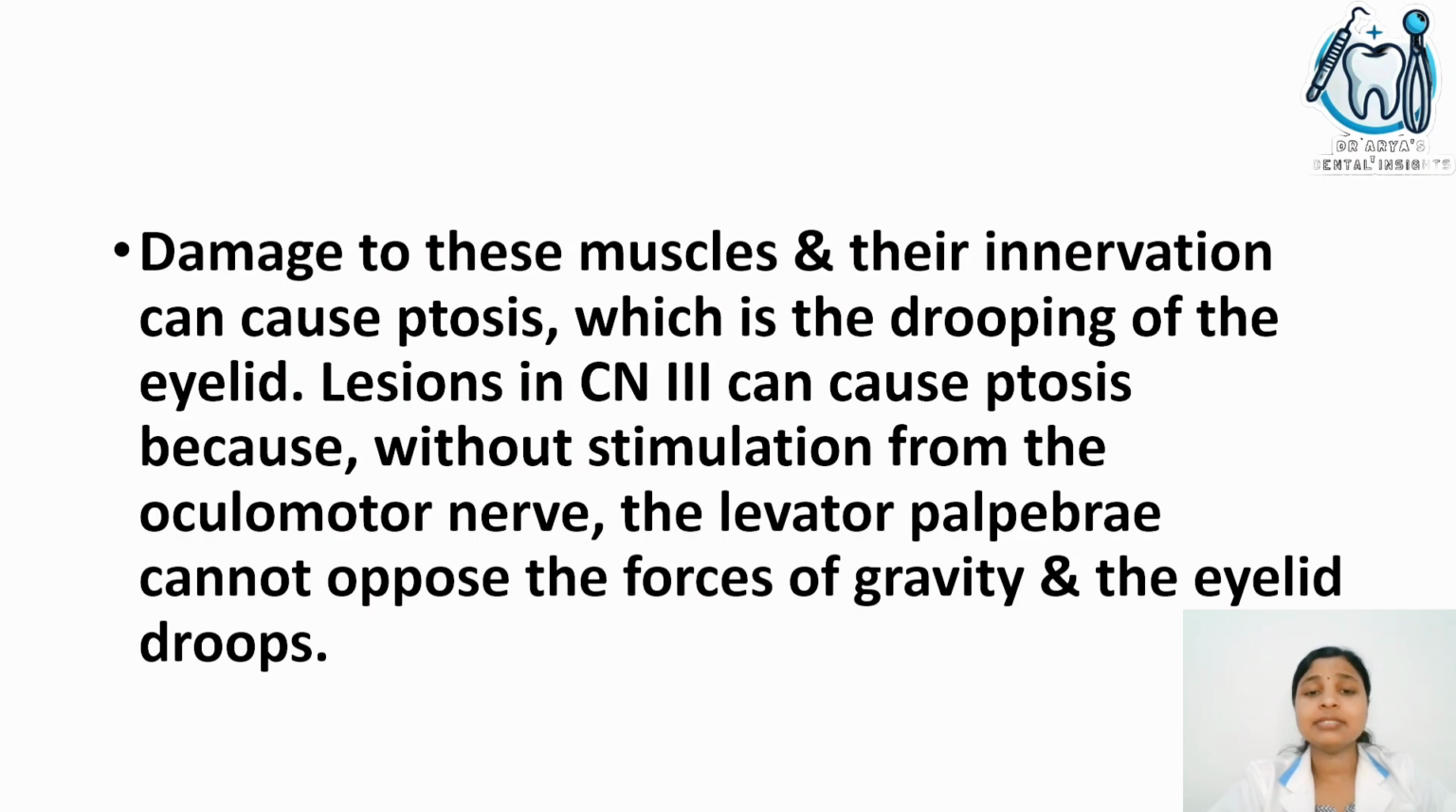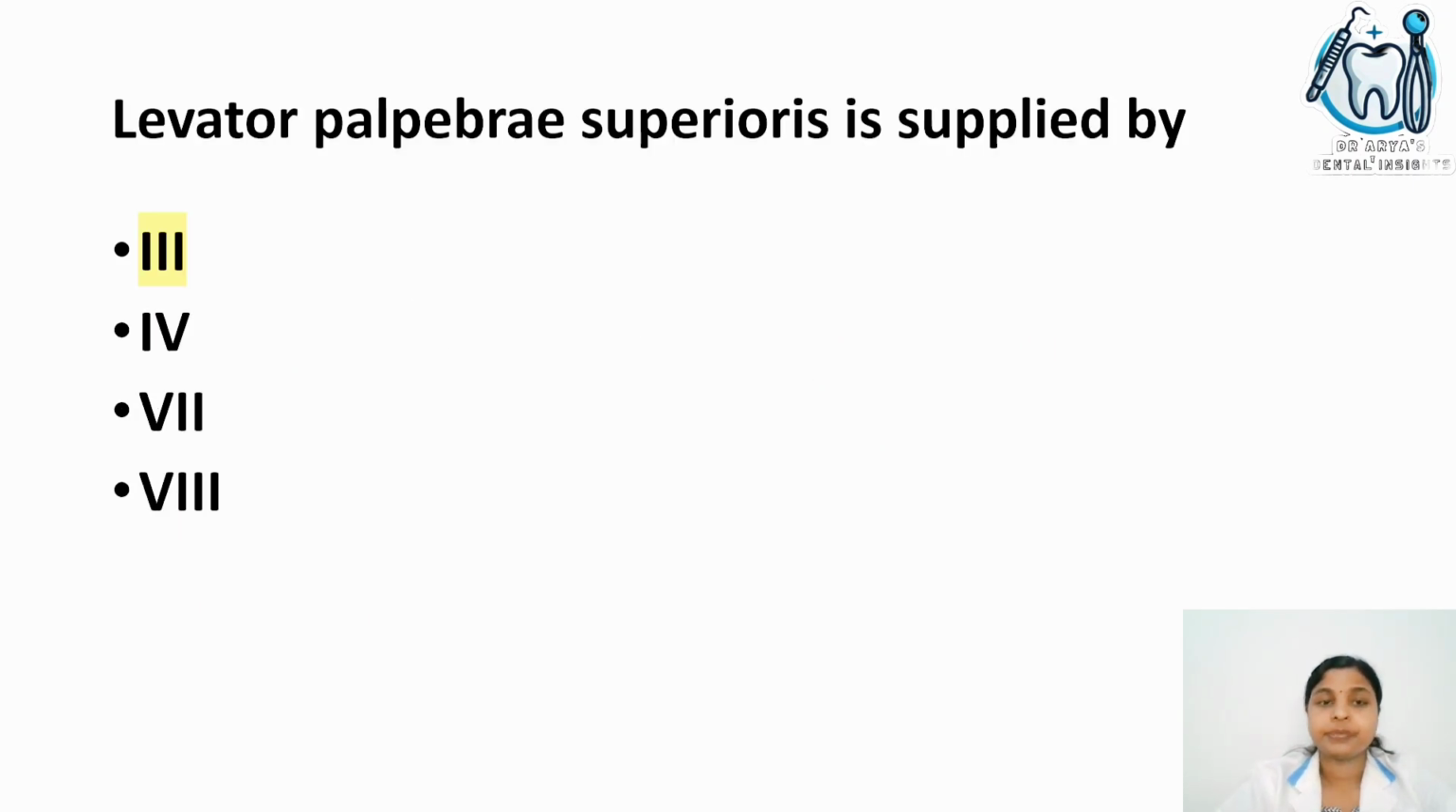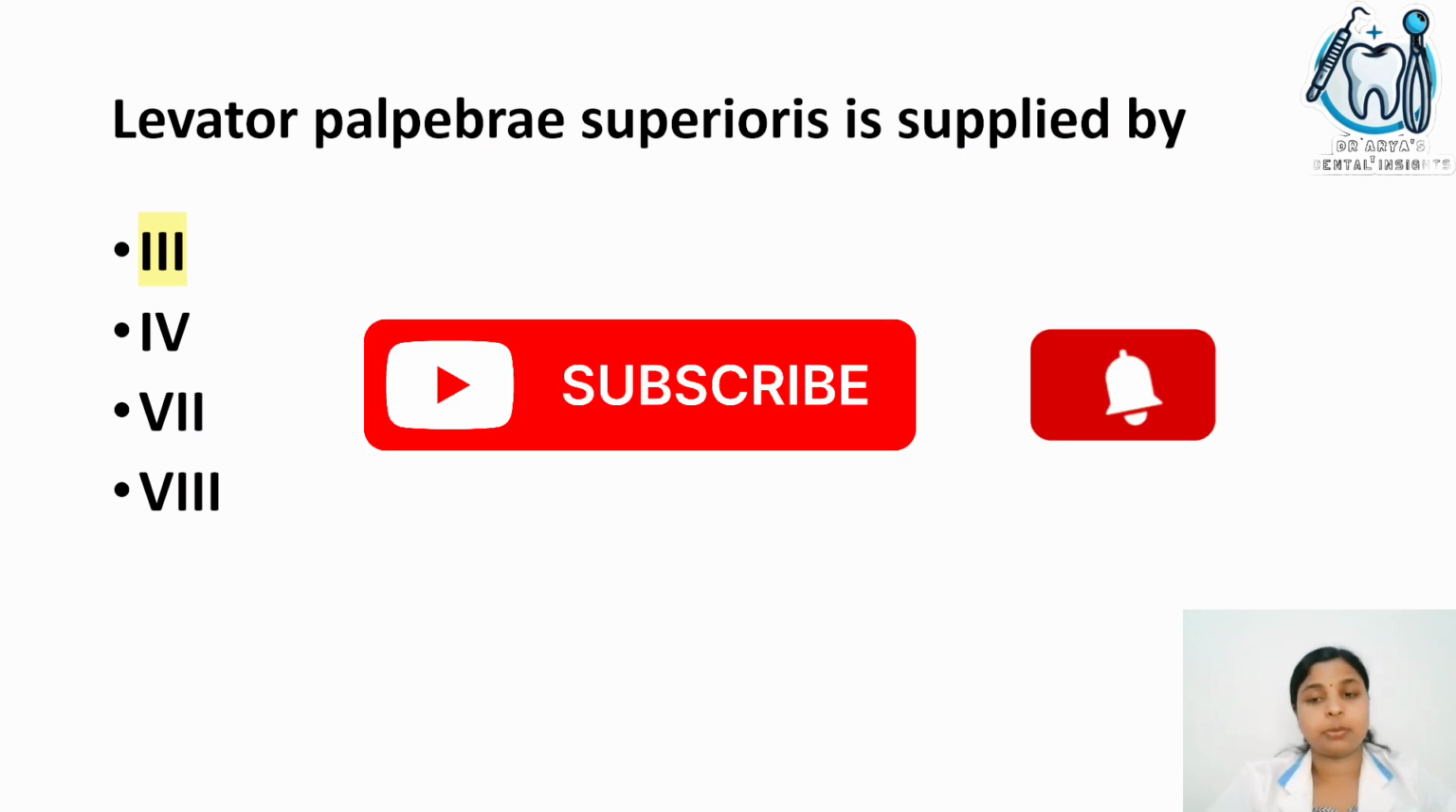Lesions in the 3rd cranial nerve, the oculomotor, can cause ptosis because without stimulation from the oculomotor nerve, the levator palpebrae cannot oppose the force of gravity and the eyelid droops. So it is very important: damage to these muscles and their innervation causes ptosis. So the answer is that levator palpebrae superioris is supplied by the 3rd cranial nerve, the oculomotor.